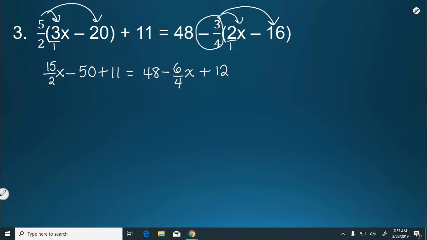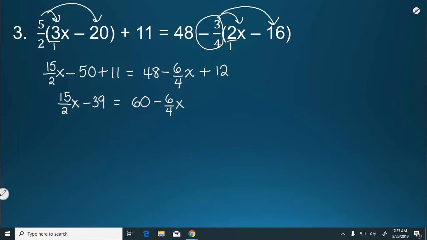Now on both sides, I can combine some constants. So I'm going to bring down this 15 halves x. And negative 50 plus 11 is like doing 50 minus 11 with a subtraction sign or a minus because the 50 is further negative. So 50 minus 11 is going to give us 39 equals. Then on the other side, I can put together the 48 and the positive 12, which gives us 60 minus 6/4 x.